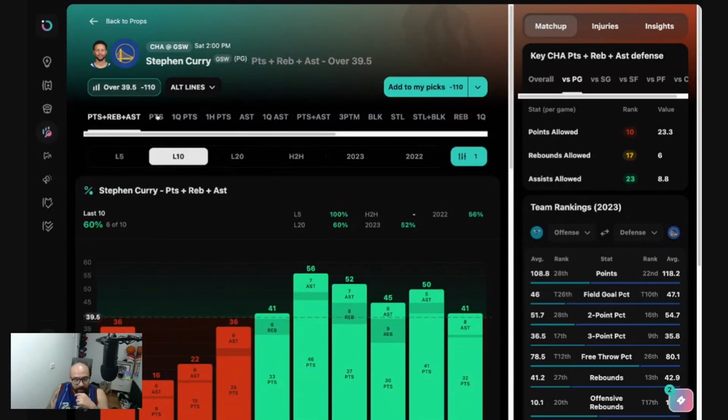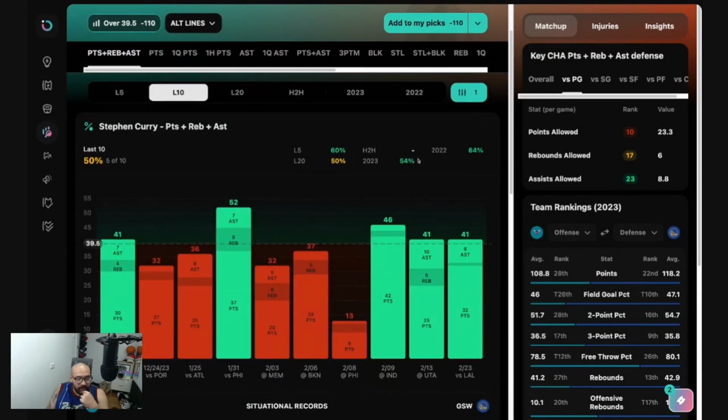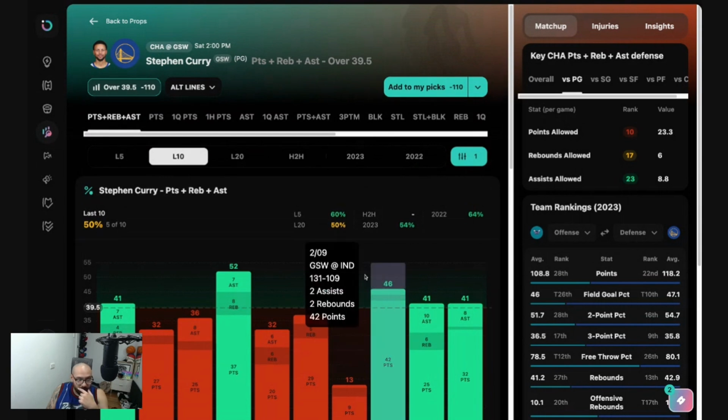So there's a blowout risk. You can actually filter using Outlier all the games where they're favored. So you can say any game where the Warriors, let's say, win by more than 10. In games where the Warriors have won by 10, Steph Curry's covered this in 5 of his last 10, but he has covered it in 3 straight.